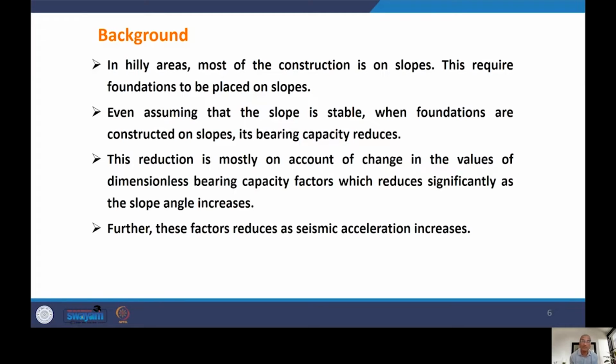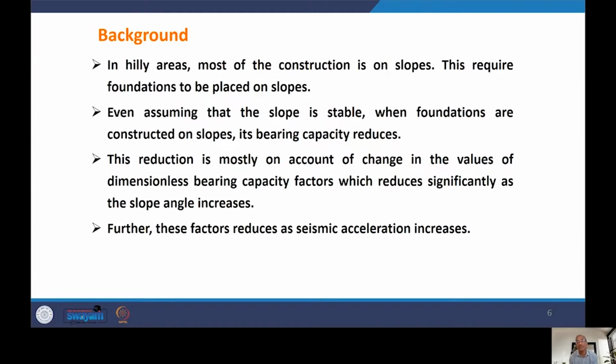The reduction which happens in bearing capacity is mostly on account of change in the values of dimensionless bearing capacity factors, which get reduced due to the slope as the slope angle increases. If the slope angle is 0, then there is no change. Further, these factors reduce as seismic acceleration increases. That last part, seismic acceleration, we will discuss in the next lecture. Today, we are going to talk about the effect of slope on the bearing capacity of foundations. Or I put it this way: when the slope angle increases, what will happen to the bearing capacity of the foundation? How can we account for that?